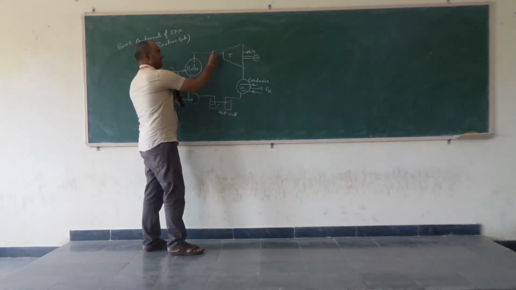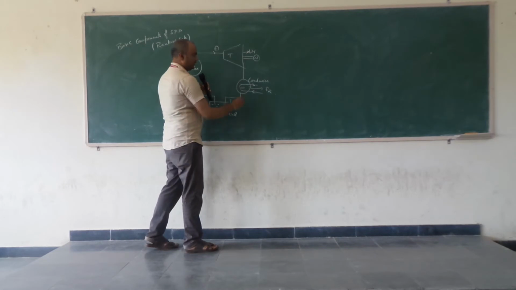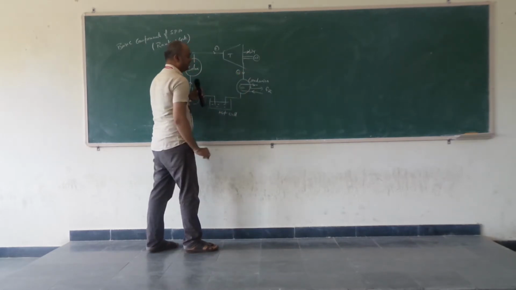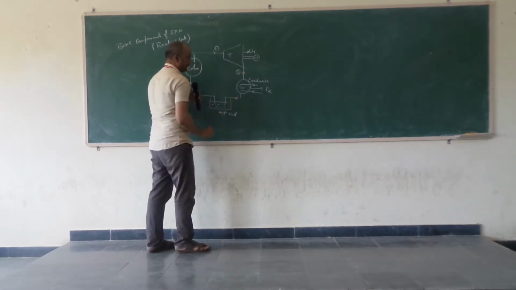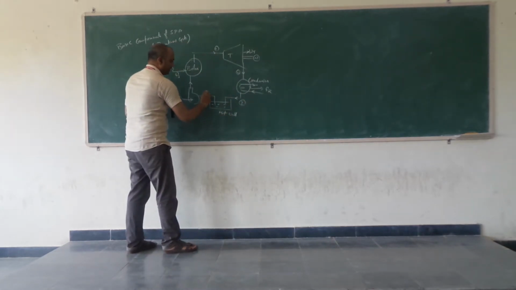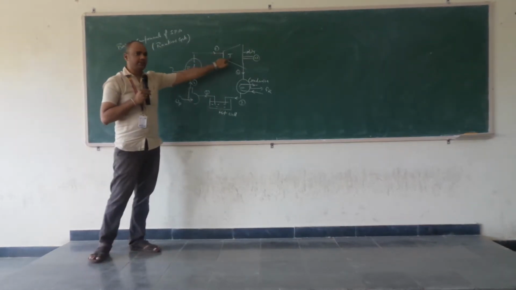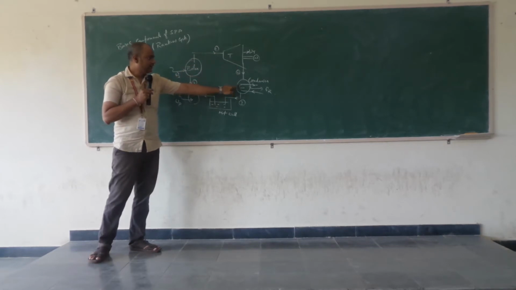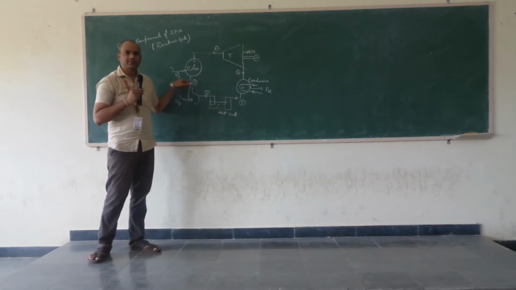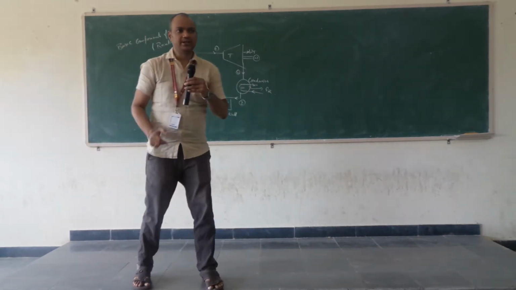For example, if you indicate this thing as 1, steam entering condition into the turbine, 2 steam leaving condition from the turbine, and then 3 steam leaving condition from the condenser, and this one is 4. 1 is the steam entering condition into the turbine, 2 is the leaving condition from the turbine, and then 2 to 3 is the condensation process, and then 3 to 4 is indicating the pumping process into the boiler. Here we are supplying heat inside this boiler.